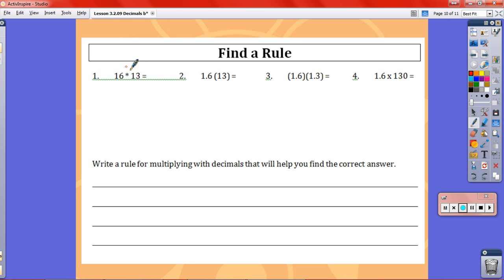And finally, we're going to look for a rule. So 16 times 13, simple and basic. I'm going to do this with an estimate first. It's about 20 times 10, so it's about 200. Then I'm going to use a grid because that's pretty easy for me. It's 16, 10 and 6 times 13, 10 and 3.